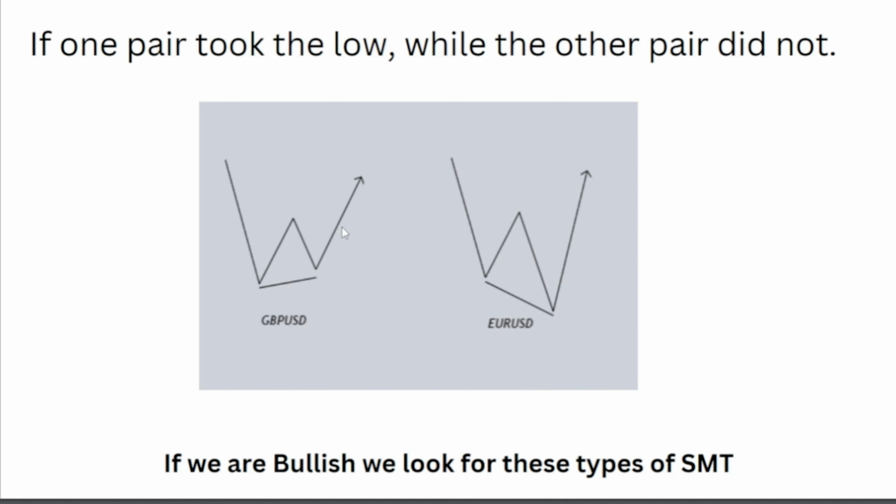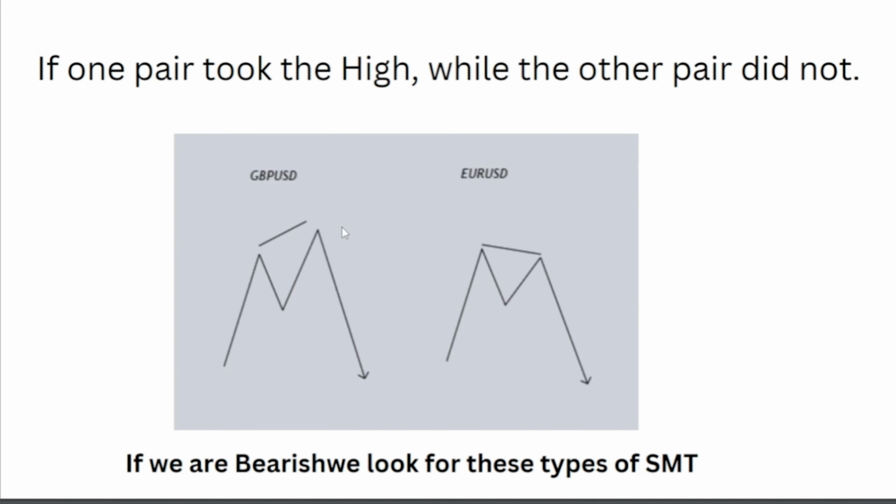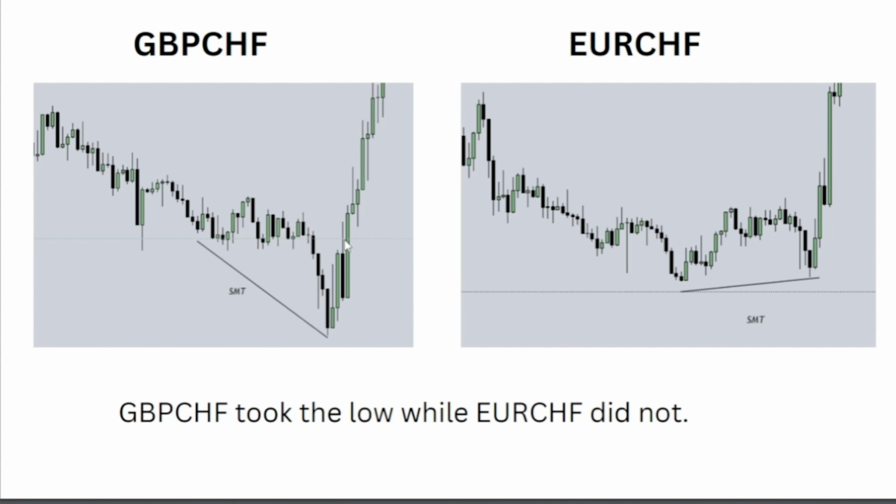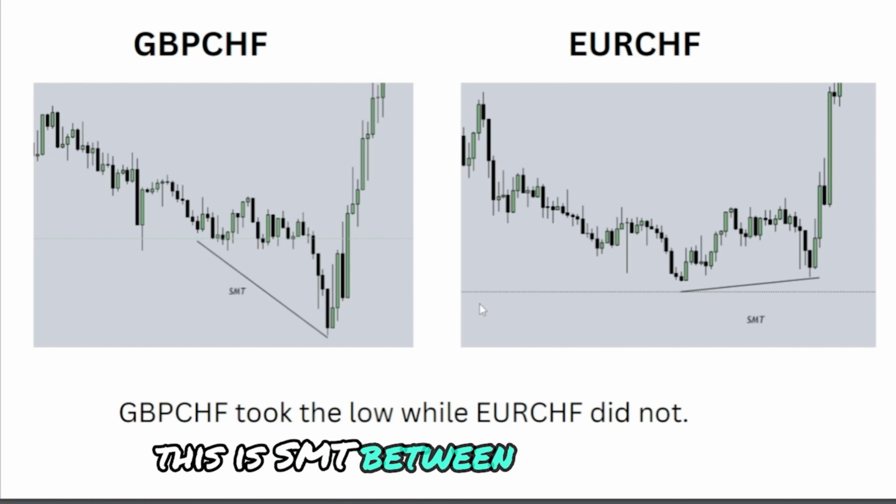If we are bullish, then we look for these types of SMTs. But if we are bearish, then we look for these types of SMTs. One pair took the high while the other pair did not take the high. Here you can see GBP USD broke the high while Euro USD did not break the high. So it is an SMT between these two pairs. This is a real chart example of how SMT looks. This is the GBP CHF chart and this is the Euro CHF chart. GBP CHF broke this low while Euro CHF did not break this low. This is SMT between these two pairs.